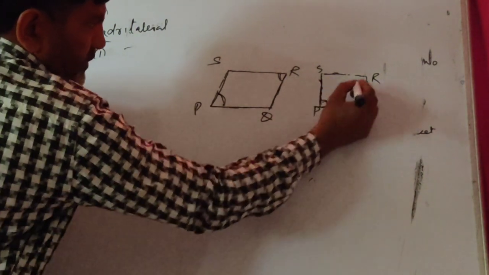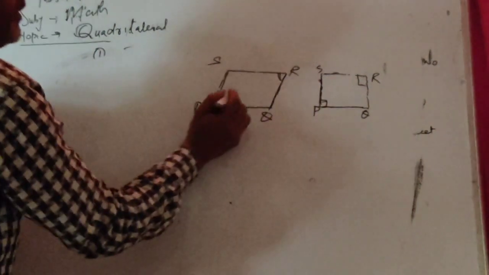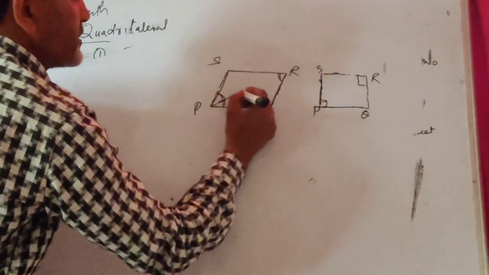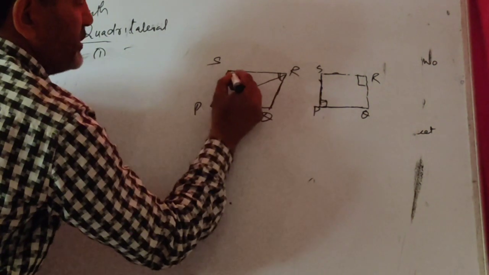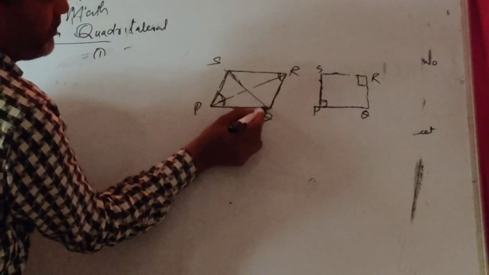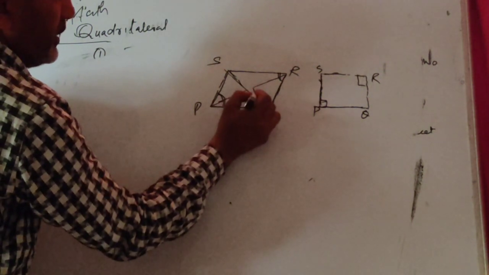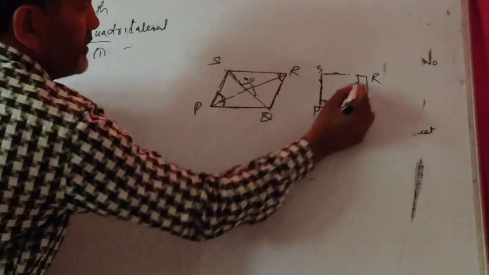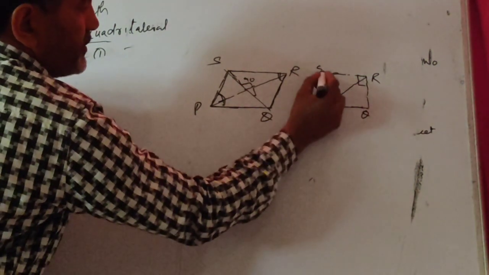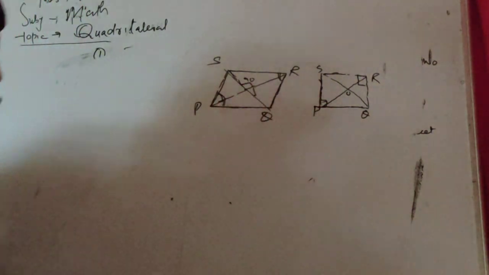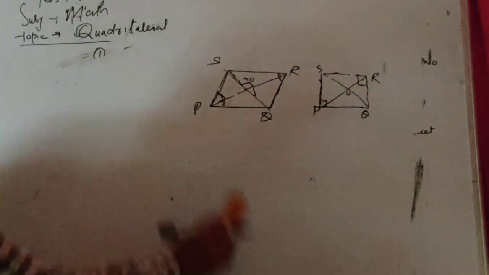In a square all angles are equal, but in a rhombus only opposite angles are equal. The diagonals of a rhombus bisect each other at right angles. Means here this right angle is 90 degrees, but in a square diagonals also bisect each other. So you will remember these facts.